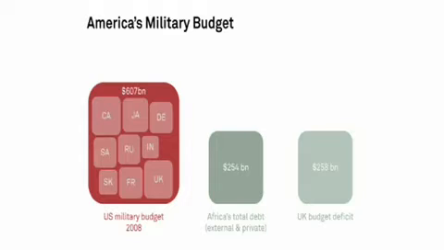Gobble, gobble, gobble. Now, you can see Africa's total debt there and the UK budget deficit for reference. So that might well chime with your view that America is a sort of warmongering military machine out to overpower the world with its huge industrial military complex.